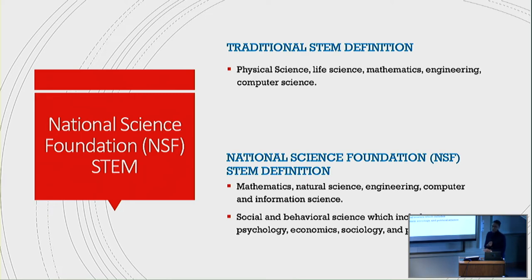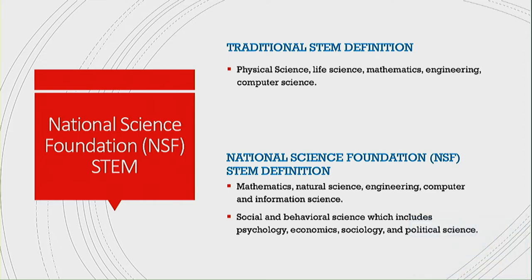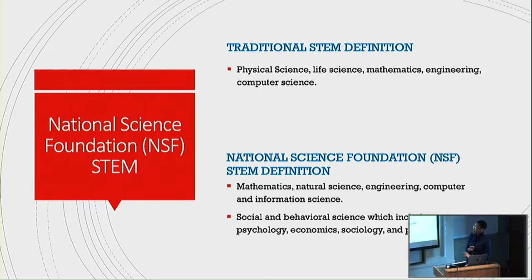So the one thing that I want to talk about is the definition for STEM. The traditional definition that we talk about is usually physical science, life science, math, engineering, computer science, and information science. The National Science Foundation actually adds an additional piece to that. Theirs is also social and behavioral science, which includes psychology, economics, sociology, and political science. And that becomes how we defined STEM, by using this definition, and that also becomes very important specifically for our population and what we found.